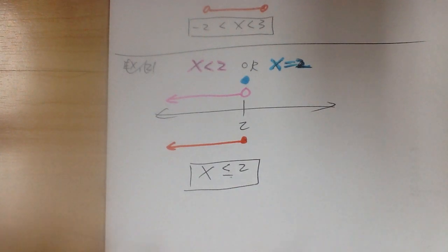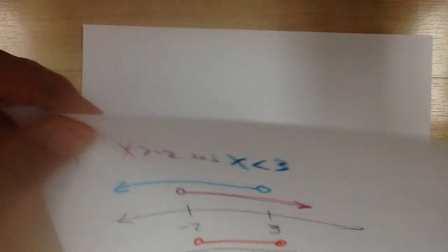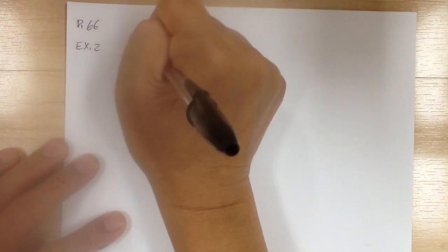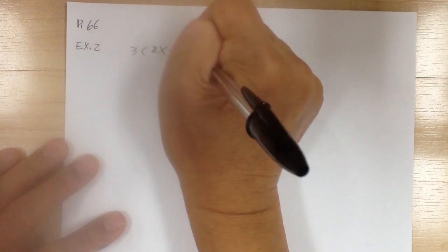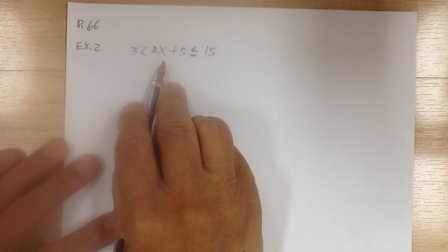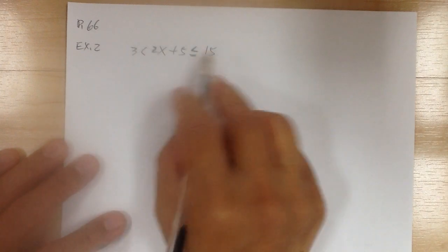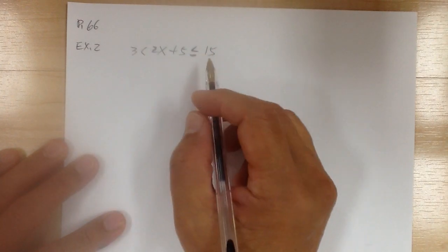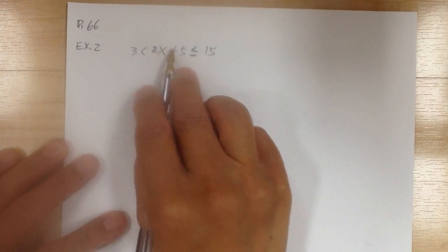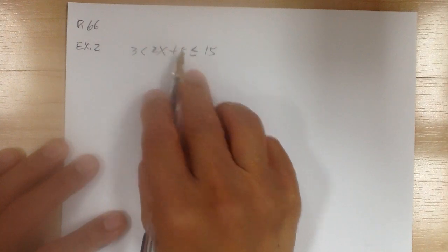Okay, so let's go to example 2. You have 3 is less than 2x plus 5 is less than 15. So when you have the variable in only one part, you don't have to separate. I'm going to do 2 methods. First, you can just keep it like that. You want to focus on this part over here. Again, you want to solve for this part. So you have to get rid of that.